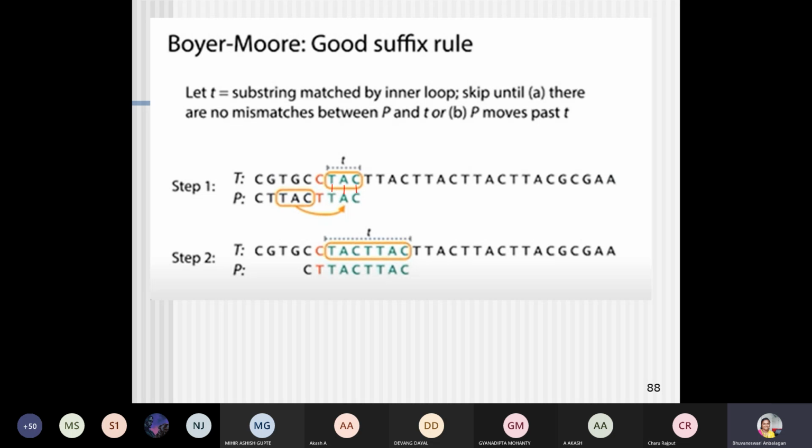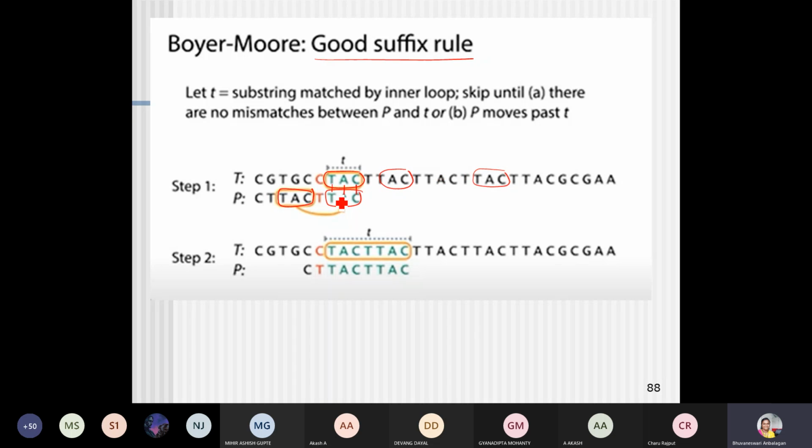We have another interesting solution for this: the good suffix rule. You identify a pattern which is expected to occur in the text and in the pattern itself. TAC, TAC, I have told you, right? TAC is here, so we have several TACs. This type of TAC is there. This is the KMP algorithm, and this is the Boyer-Moore algorithm.